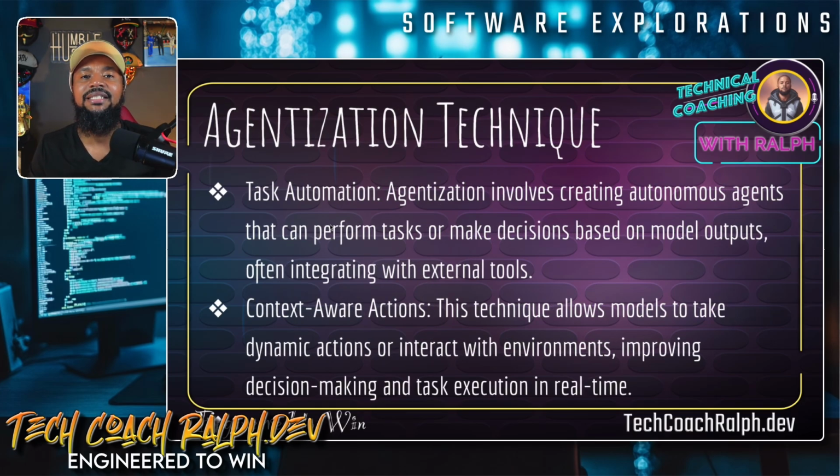And then we have the agentization technique, task automation. Agentization involves creating autonomous agents that can perform tasks or make decisions based on model output, often integrating with external tools. It also has context-aware actions. This technique allows models to take dynamic actions or interact with environments, improving decision-making and task execution in real time.